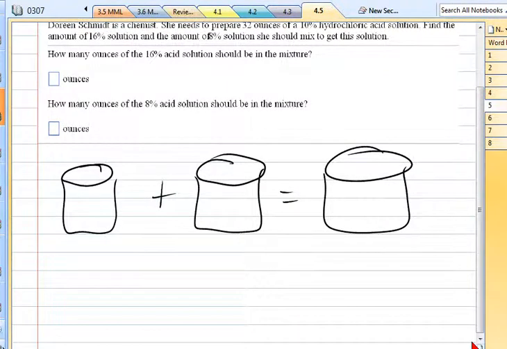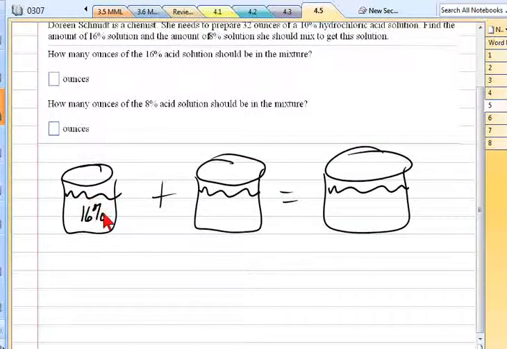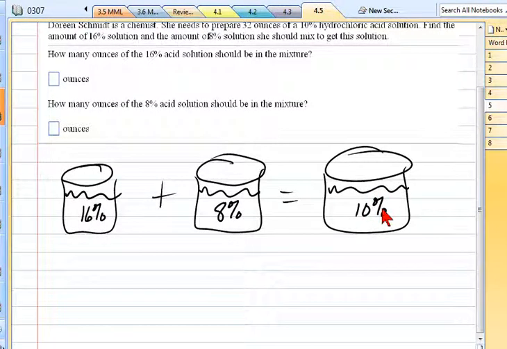Okay, my beakers are a little bit big. In these beakers, we're no longer, like in chapter 2, pouring pure acid into something. This one says that we are going to mix a 16% acid solution with an 8% acid solution. And what is it she wants to prepare? A 10% solution. Oh, yes, I misread it earlier in the class.